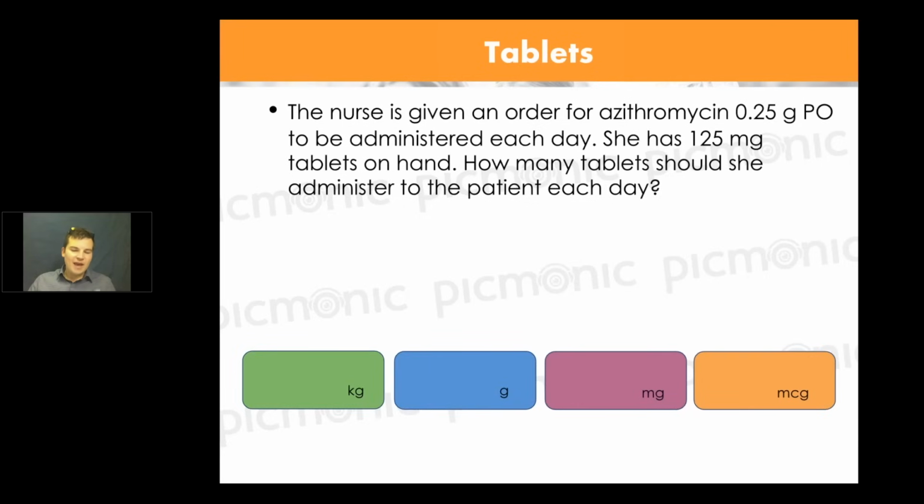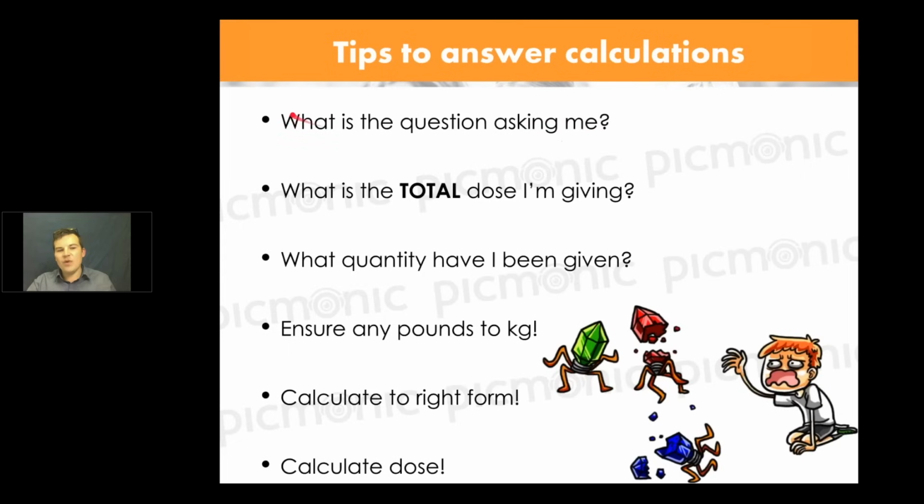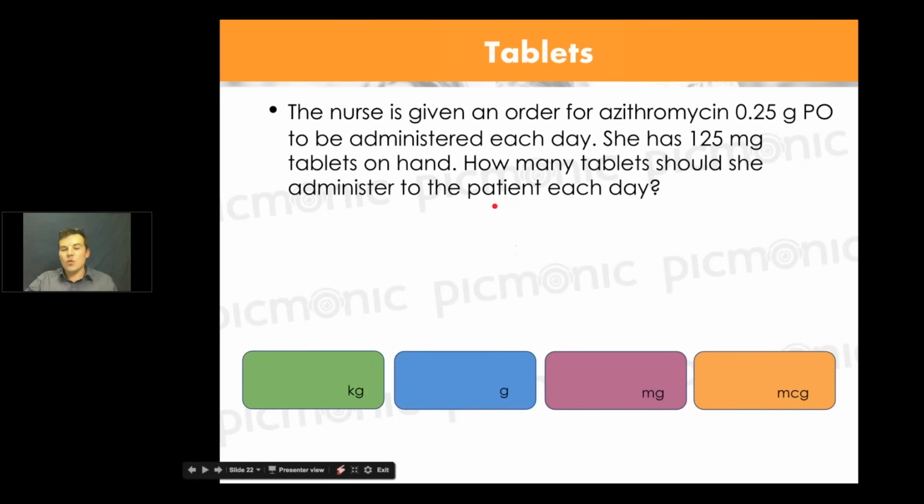Now, the problem is I don't have very simple things to make this work. What do I have? I always go back to my checklist. What's the question asking me? Rephrase the question. What's the total dose that I'm giving? What's the quantity I've been given in the question? And then, of course, any kind of conversions and calculations, which we're going to work through.